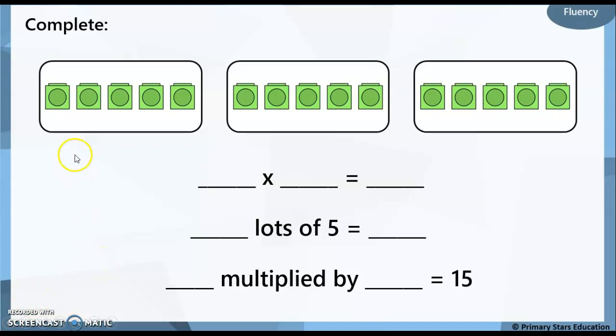Look at this question here. We've got 1, 2, 3 groups of 1, 2, 3, 4, 5. So we will have 3 times 5. We can count in 5s, 5, 10, 15. So that's our answer. We have 3 lots of 5. So this can also mean lots of. 3 lots of 5 equals, and we know the answer, 15. We can also say multiplied by. So we've got 3 multiplied by 5 equals 15.